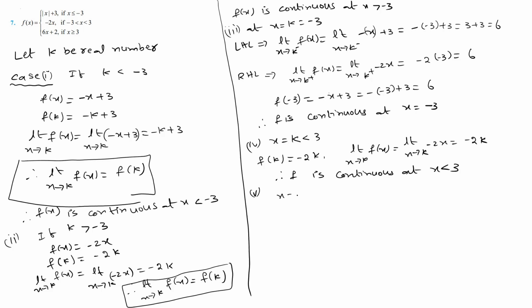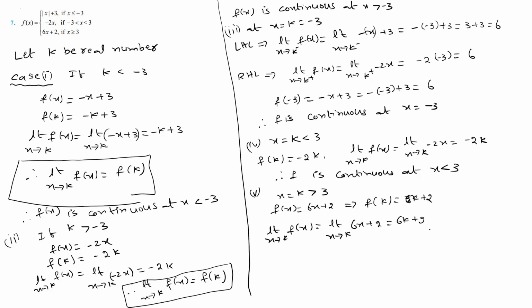Next, the fifth one is x equal to k, that is greater than 3. Greater than 3 means we have to take 6x plus 2. So f of x is equal to 6x plus 2, which means f of k is 6k plus 2. Limit x tends to k, f of x is equal to 6k plus 2. Therefore, f is continuous at x greater than 3 also.